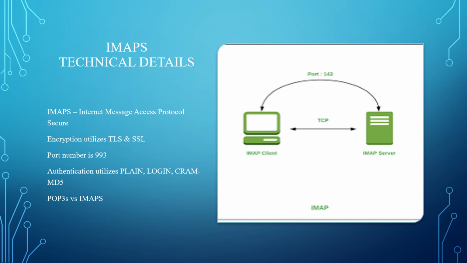IMAPS stands for Internet Message Access Protocol Secure, with the encryption utilizing Transport Layer Security and Secure Socket Layer. IMAPS is an extension of IMAP, however, with added encryption for creating secure communication between client and server. This encryption protects sensitive data, including login credentials and email content, making it difficult for eavesdroppers to intercept the data. The default port number for IMAPS is 993.